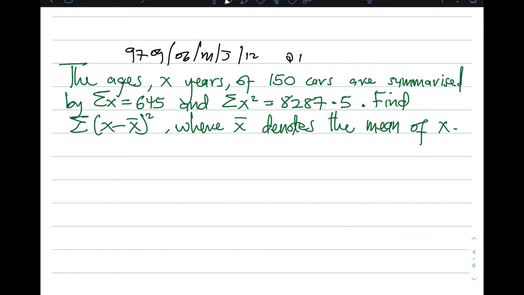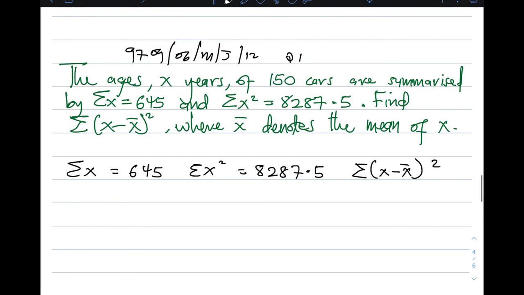So they gave us a question like this: the ages x years of 150 cars are summarized by this sigma x, and then this sigma x squared, and then our job is to find something like that. Now the first thing that I advise my students to do is to write down the details from the question. What are these details? We know sigma x is 645. We also know that sigma x squared is 88,287.5, and then we are told to find sigma x minus x bar, squared.